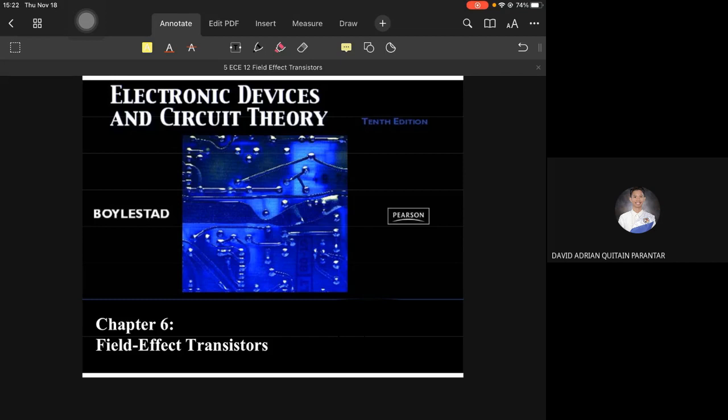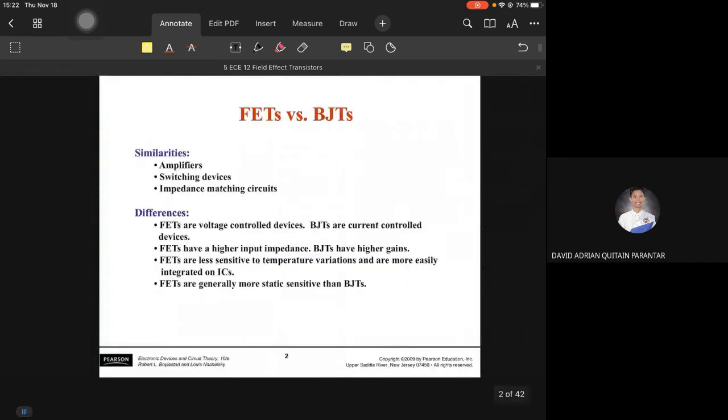So this afternoon, and for a few successive meetings, our electronic device in question would be the field effect transistor. So the field effect transistor is another flavor of transistors. There are only two types of transistors. We have the BJT and the FET.